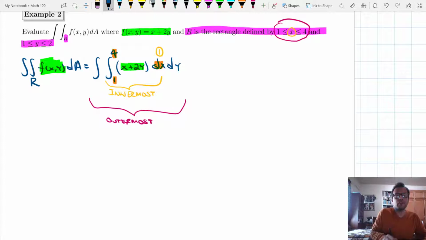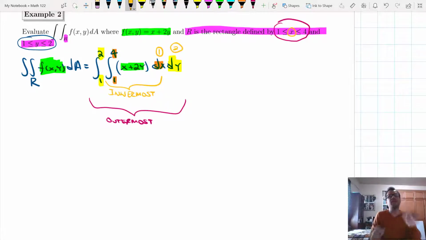Now, the outermost integral, which will be integrated with respect to y, has the limits with respect to y, which we have here. It goes from 1 to 2. Let me use a different color, how about yellow, to highlight the limits and the dy just so you can keep track of this. That's going to be the second integral that we evaluate. So that's how we set up the integral, step by step.